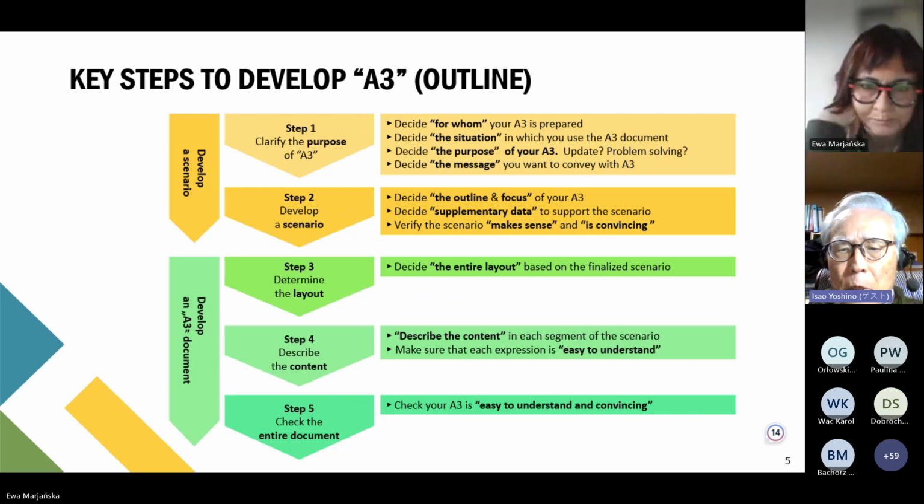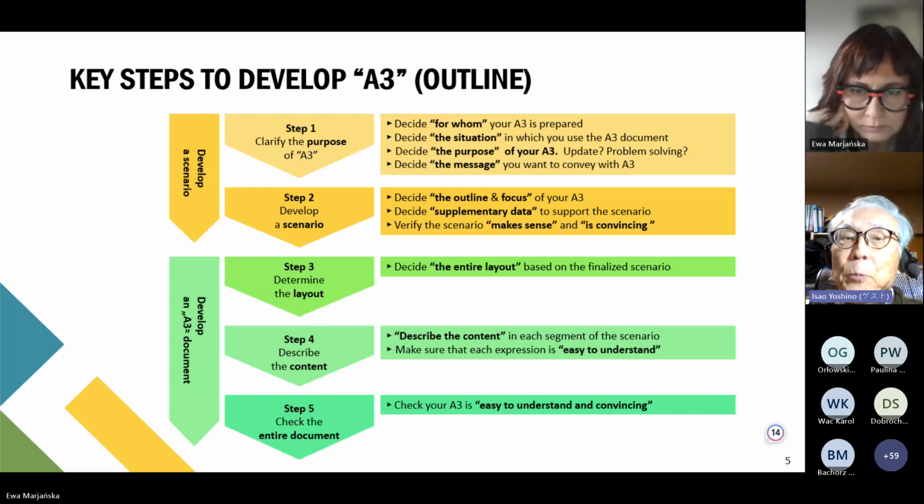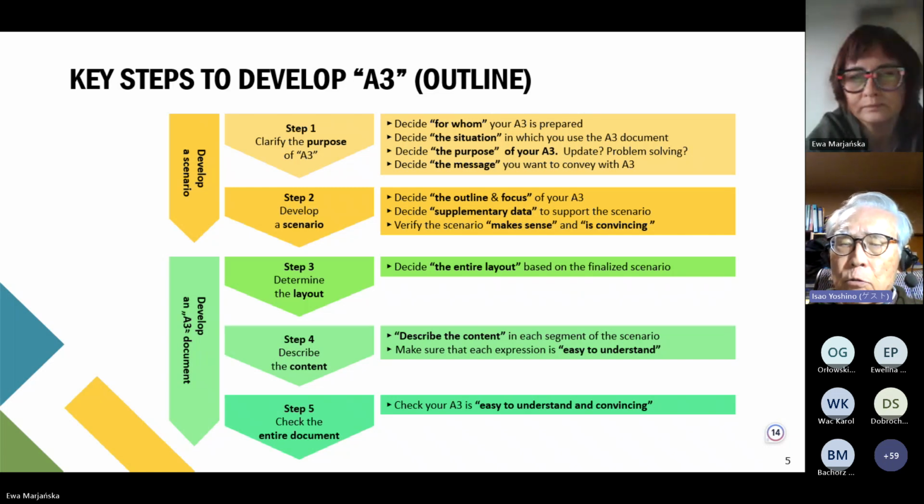Okay, then step 1 is, of course, as you see, clarify the purpose. And A3 has not only one purpose, but the target is actually part of the purpose of A3. If you prepare A3, you need to decide what is the purpose of this A3 document and to whom. On the right-hand side, decide to whom or for whom you are going to prepare this A3. And also decide what kind of situation you use it in, the big meeting room, or one-to-one. The situation is also important. And also decide the purpose.